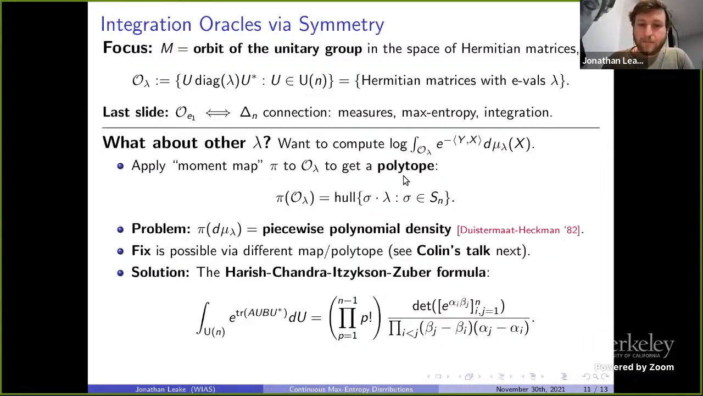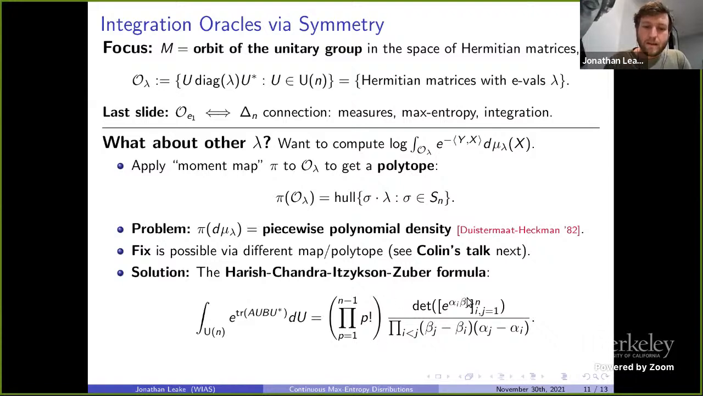Instead, what we did is we avoided this whole polytope connection altogether, and we in fact found a formula for this integral. Basically, where it comes from is this thing called the HCIZ formula. What this formula gives you is, you have some integral over the unitary group of some log linear thing related to some Hermitian matrices A and B, and it gives you this really nice formula for these integrals. This is somehow just a determinant and some products of differences. When you take the log of this, you're going to get just a sum of factors.